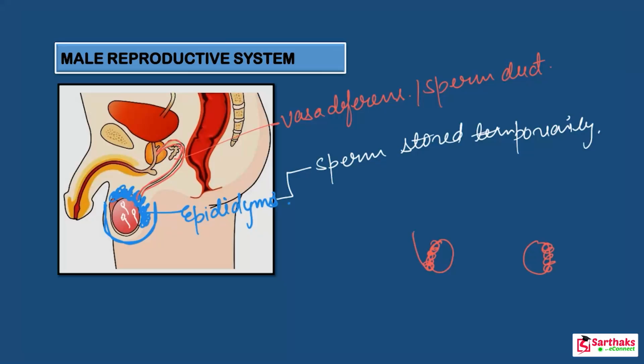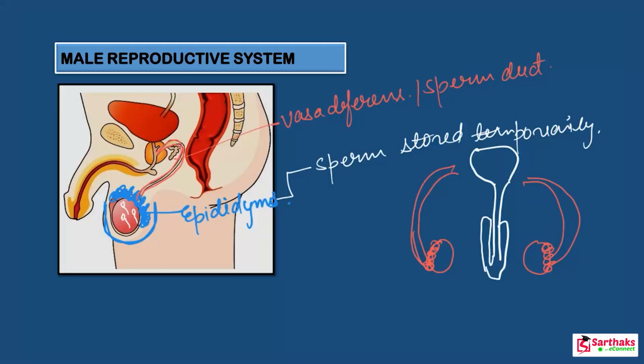Now from this part, the vas deferens arises. Okay, this is the vas deferens. And here what is present? The urinary bladder is present here, and this is the urethra part of the urinary bladder. And this is the penis part. Clear? So this is the vas deferens.